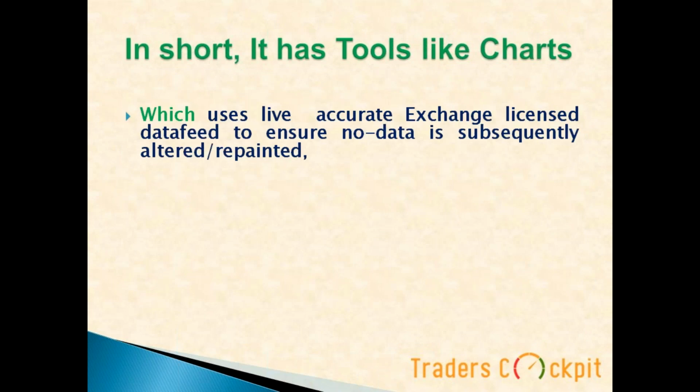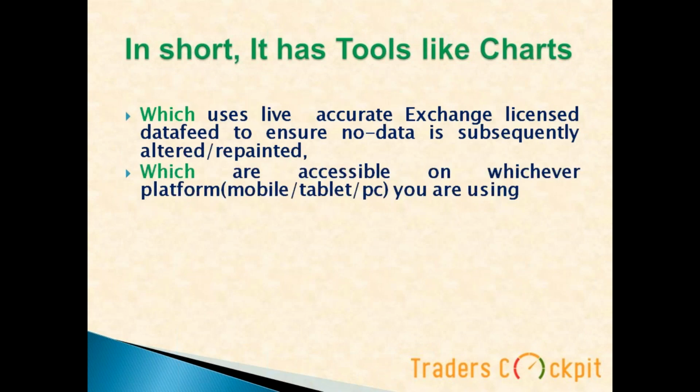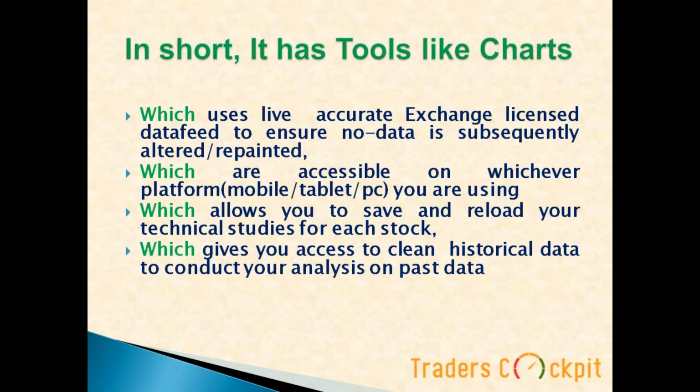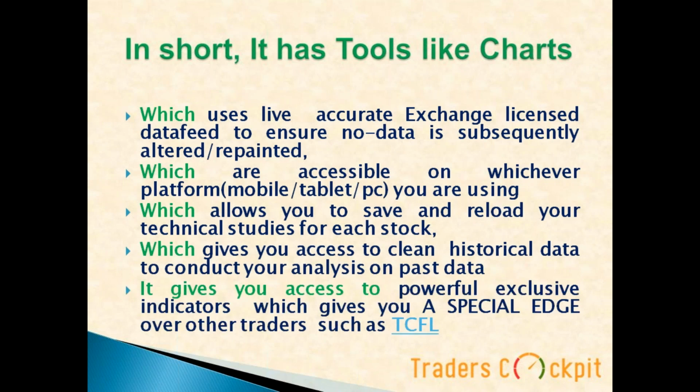So there are licensed data tools which ensure no data is reprinted. You can save and reload for each stock, each chart. These are all clean historical data, and they are exclusive indicators. One of them is TCFL. TCFL is a good indicator which we have used to filter out stocks which are in a good uptrend or downtrend. So when you filter a stock and you're still holding a stock, you can use it to create certain strategies.